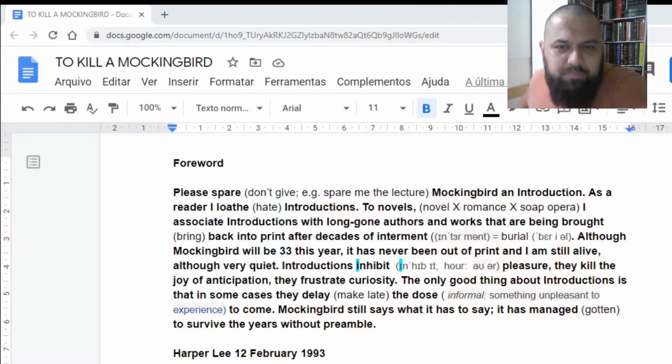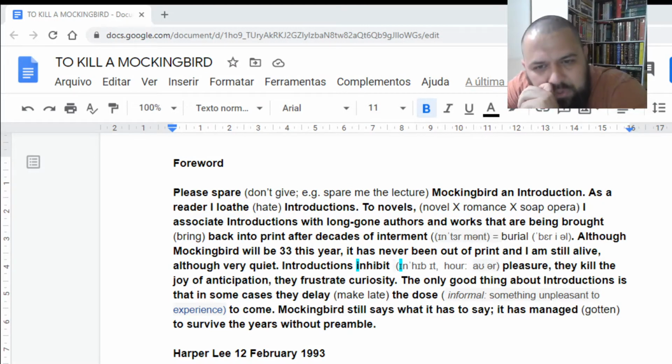because he is letting his book speak, and that's his idea here, right? Let my book speak for itself. All right, my book doesn't need anybody speaking for it. Okay, so I think finally we can go back there after this small digression of 20 minutes. Okay, so please spare Mockingbird an introduction. As a reader, I loathe introductions to novels. I associate introductions to long-gone authors and works that are being brought back into print after decades of interment.